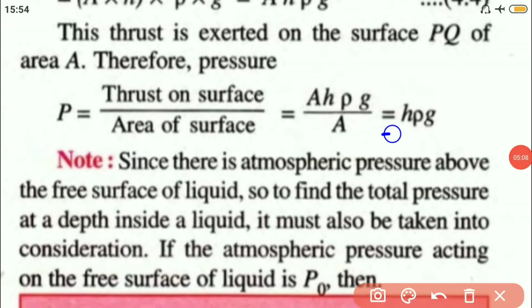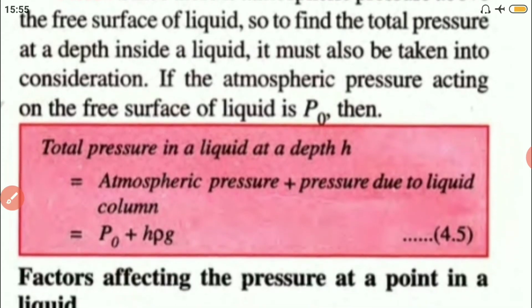Going back to the book, we have done till here: P equals H rho g. Note, since there is atmospheric pressure above the free surface of the liquid, to find the total pressure at a depth inside the liquid, it must also be taken into consideration. If the atmospheric pressure acting on the free surface of the liquid is P0, then the total pressure in a liquid at a depth H equals the atmospheric pressure plus the pressure due to the liquid column, which is equal to P0 plus H rho g.